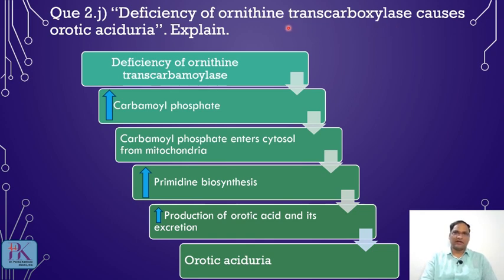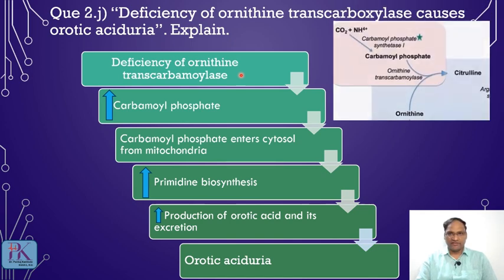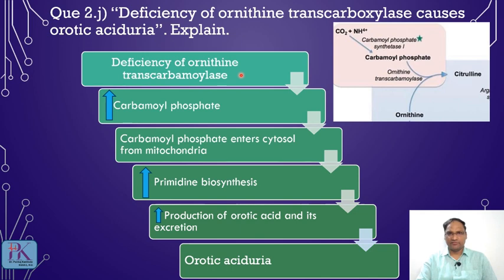Ornithine transcarbamylase. So what happens? Why does deficiency of ornithine transcarbamylase cause orotic aciduria? Now remember, in which pathway does this enzyme take part? That is the urea cycle. This enzyme plays an important role in the urea cycle.